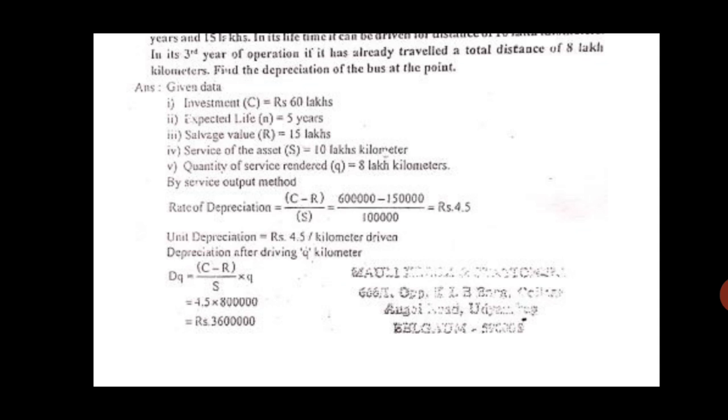So we have calculated the rate of depreciation as the cost, that is 60 lakhs, minus salvage value, that is 15 lakhs, divided by the service life, that is 10 lakh kilometers. So we get 4 rupees 50 paisa per kilometer driven. 4 rupees 50 paisa per kilometer into 8 lakh kilometers becomes 36 lakh rupees. So this is the amount of depreciation at the end of 8 lakh kilometers of driving of this Volvo bus. Thank you. So this completes our 5 methods to find the depreciation.